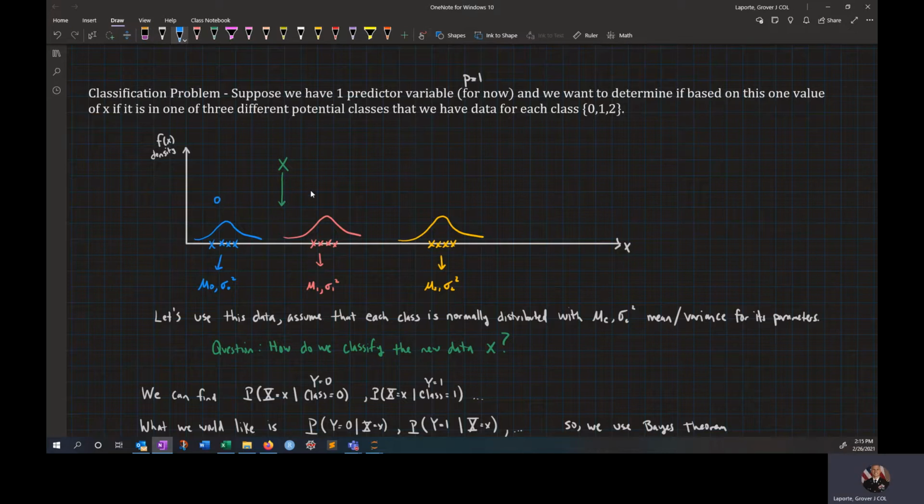Maybe this is group 0, this one's group 1, and this is group 2, right? So I'm trying to classify the new x. What should I classify that one as? And what is the technique? What is the number? How do we go about doing that?